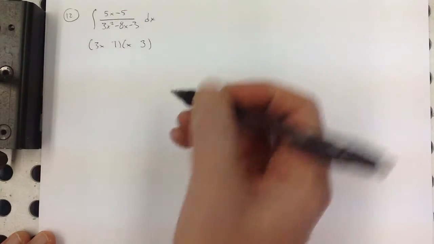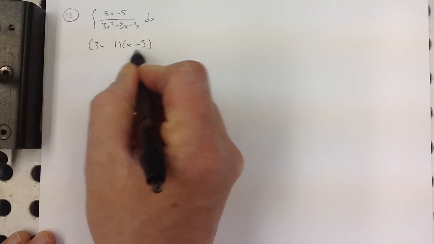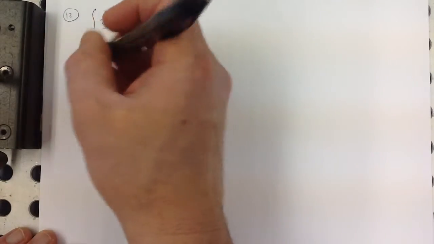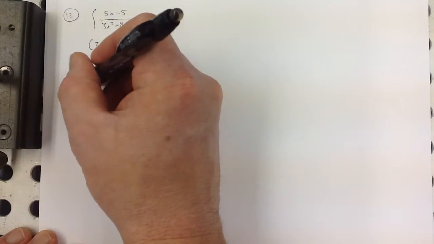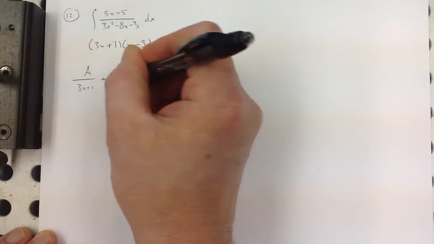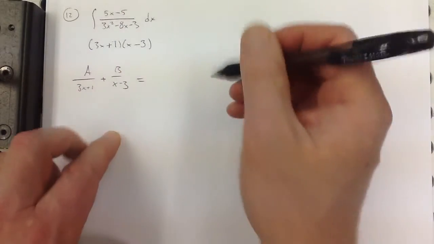So the 3 has to go there. And then I think we see here, this is a 9 and this is 1. So if I have minus 9 plus 1, that's going to do it. All right, so that means by doing a over 3x plus 1 plus b over x minus 3, I should be able to reconstitute that into this.